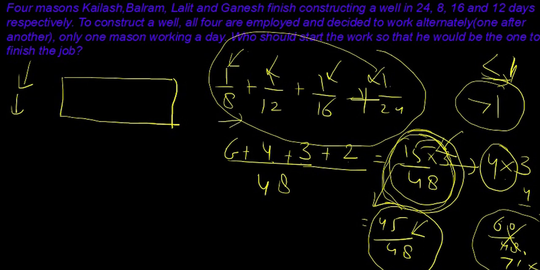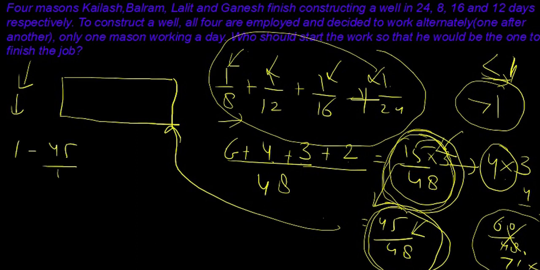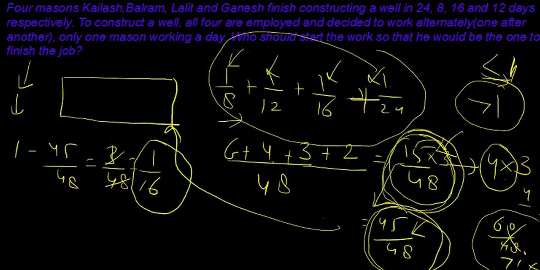But the problem arises when work is left, and the person who starts should be efficient enough to do the rest of the work. 40 by 48 is the completed work. So what amount of work is left? 1 minus 40 by 48 is going to be 3 by 48, which is 1 by 16. So 1 by 16 is the amount of work which is left.